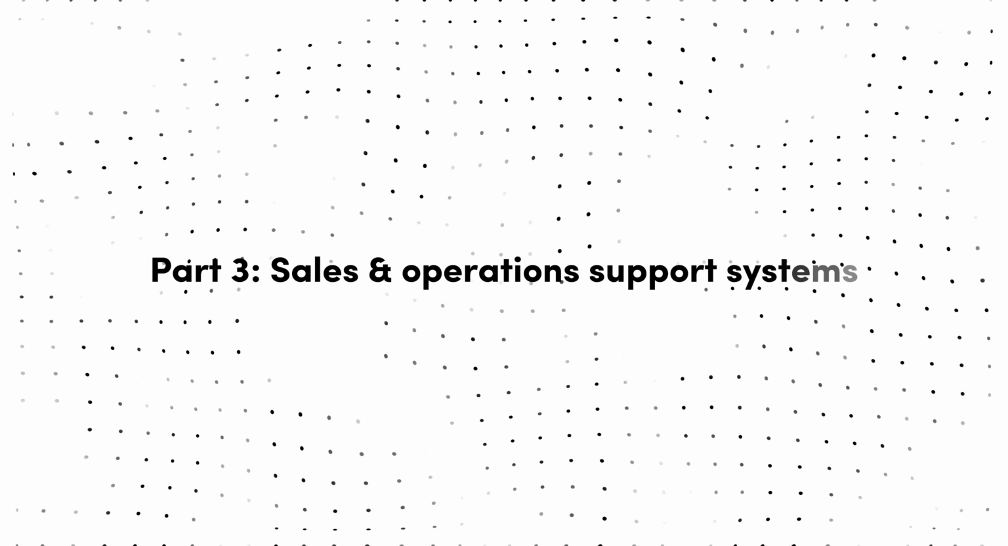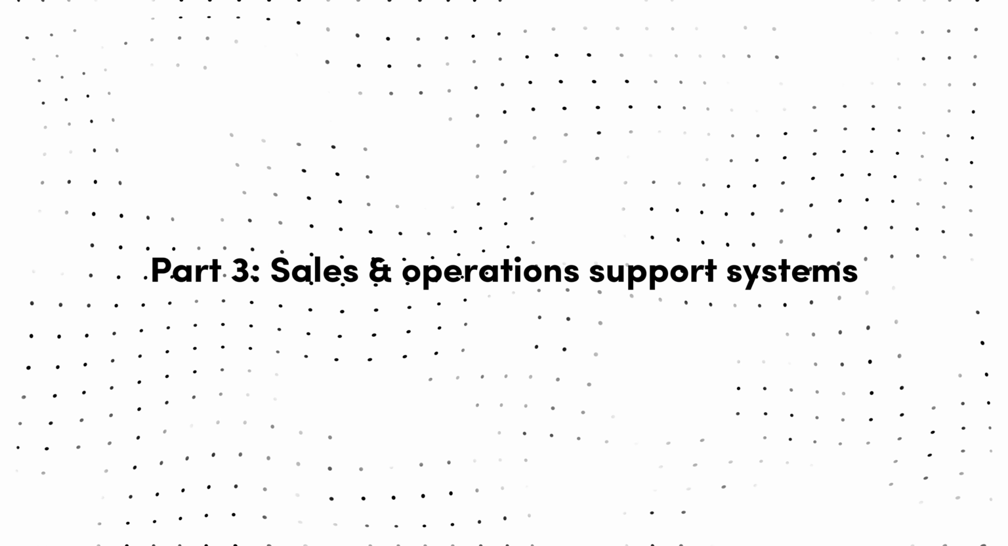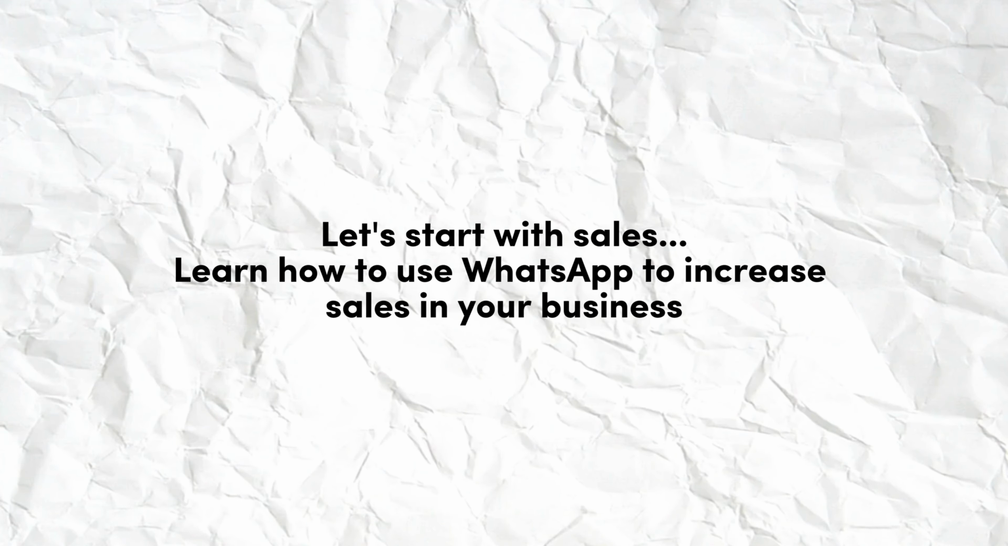So now, in this particular section, the final section, we are going to look at how to create a system. This is the oxygen and blood of your business. The sales bit and the operations bit. So now, let's start with sales.